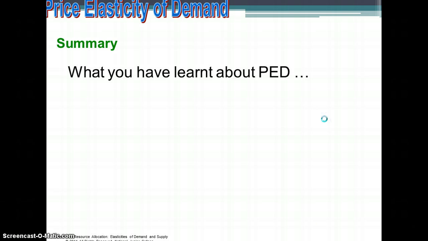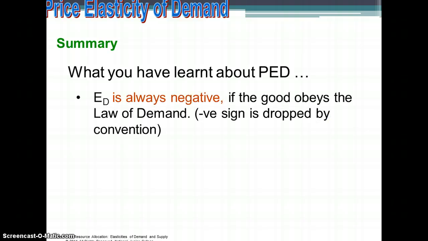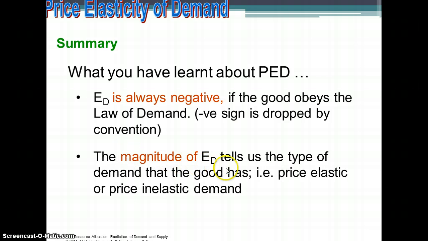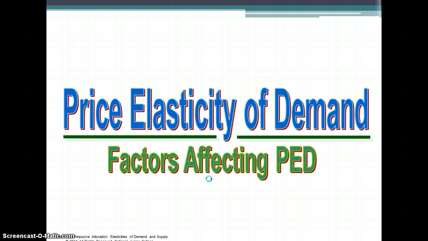So what you have learned about PED at this point of time is that the value of price elasticity of demand is always negative, so we drop the sign by convention. The magnitude of PED tells us the type of the product, whether it is price elastic or price inelastic. In the next video, I'll be looking at the factors affecting the PED. In a way, how do we determine the elasticity value of a product?